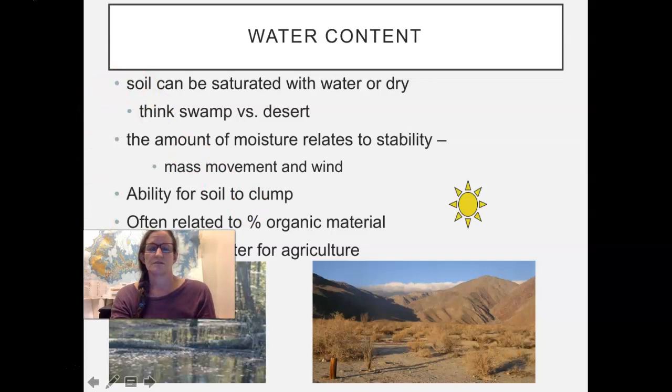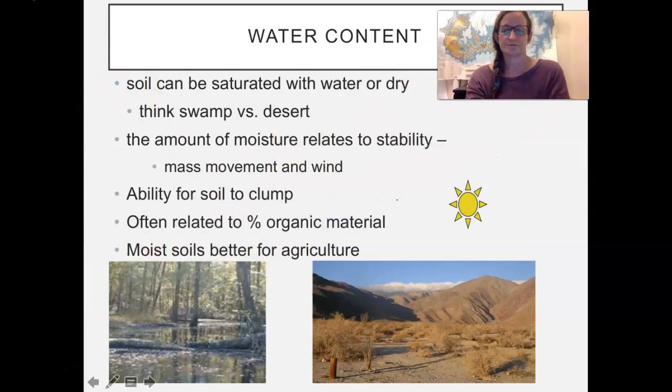Water content. So this is about the moisture of the soil. Soils can be really wet or really dry. On the left here is a picture of a swamp. That soil obviously is wet. It's wet probably year-round. Depending on where the water table is, maybe some of that soil is exposed from time to time, but it's wet. On the right is a desert environment where the soil can be very, very dry.